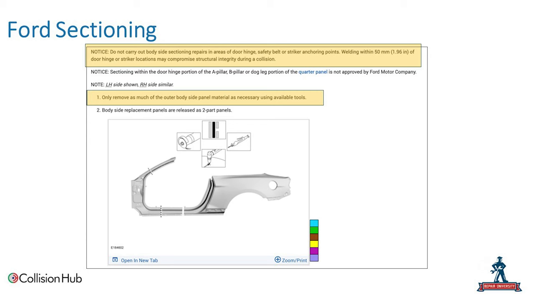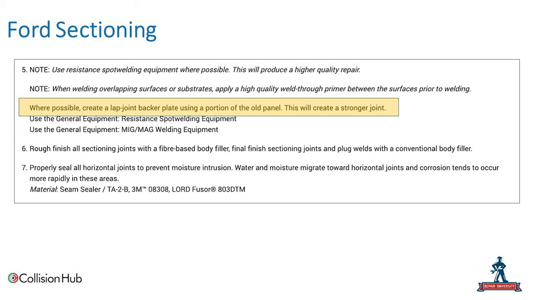Similarly, do not cut the outer body, do not carry out body side section repair in areas of hinge locations, seat belts, striker mounting points, or within 50 millimeters of door hinge or striker locations, because that may result in compromised structural integrity. But they go on to say only remove as much of the outer body side panel material as necessary using the available tools. So again, they're giving us some leeway here based on the damage, provided we meet all the other requirements to go ahead and section this.